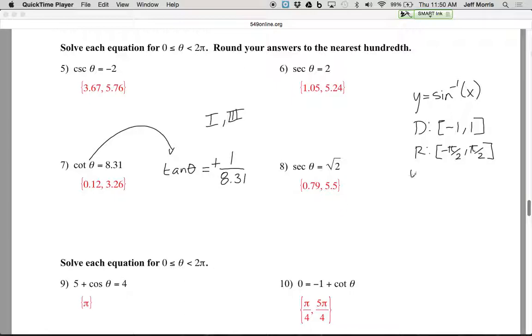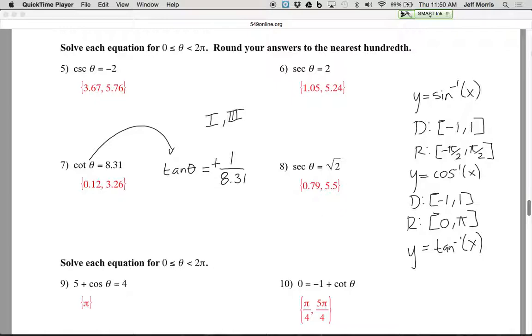So there's inverse sine. What about inverse cosine? What's the domain? Negative 1 to 1. Good. What's the range? 0 to pi. 0 to pi. That's interesting. Okay. Inverse tangent. What do we got?